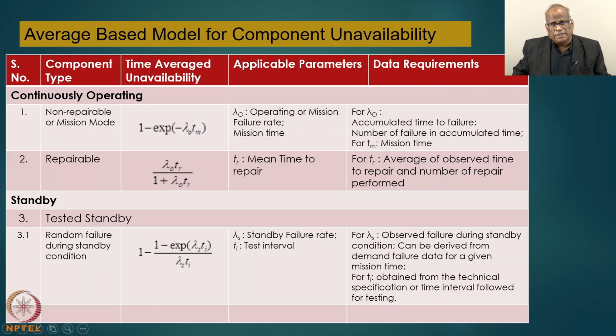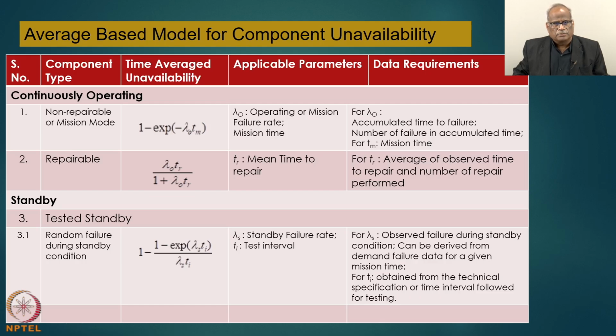Now for components, there are different types of components. So for a continuously operating, non-repairable component, the failure model is this. For a repairable system, the time to repair, the mean time to repair, comes in here. For a standby system, random failure during standby condition. So this is the model that we have, and then lambda s is the standby failure rate and T is the test interval. These standby components are tested periodically. Okay, so that test interval will come into the picture.